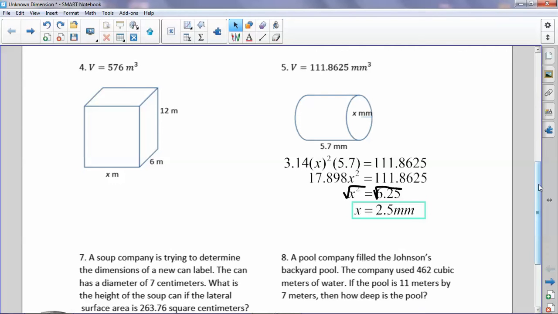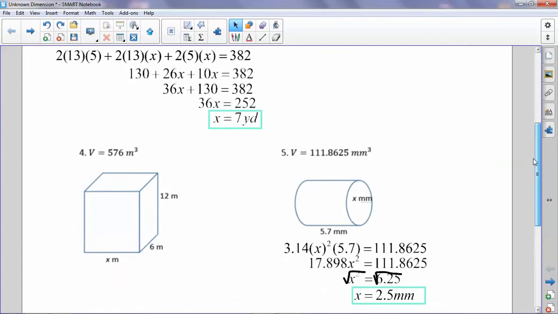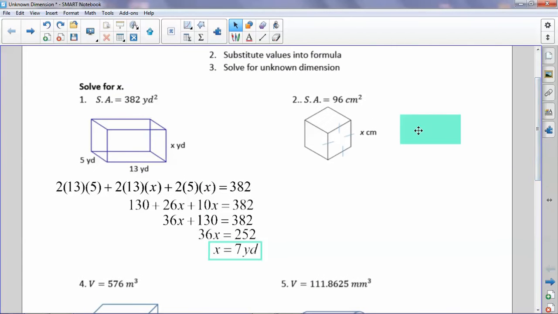So simply look at the shape of the figure and pick the appropriate surface area or volume formula, then replace it with the appropriate values given on your figure, and then solve for x. Now for number 2, just a little hint: we have a cube, and these little dashes tell us that the length, the width, and the height in this case are all equal to x.